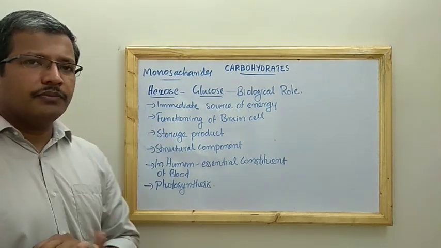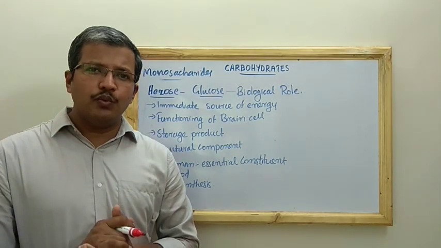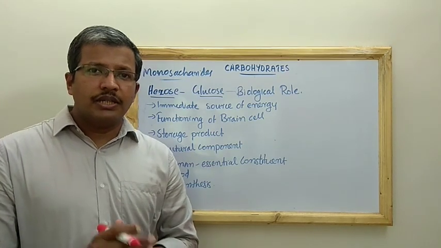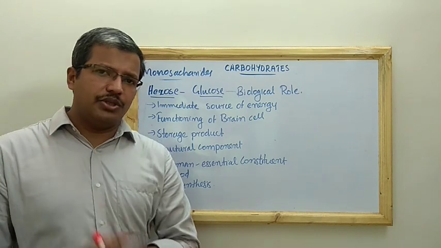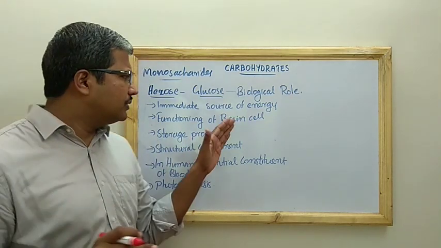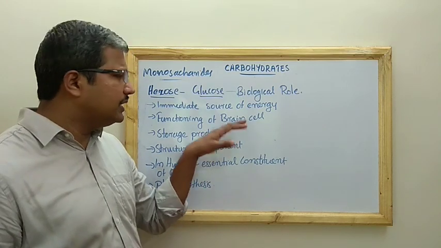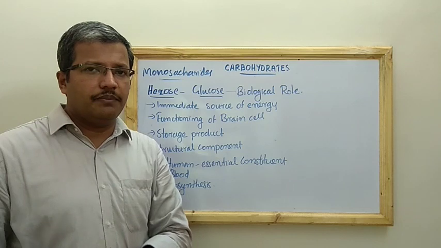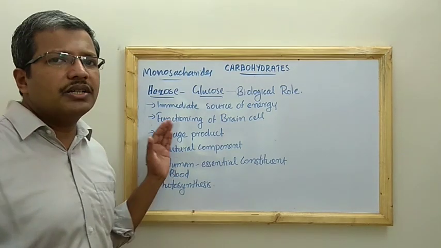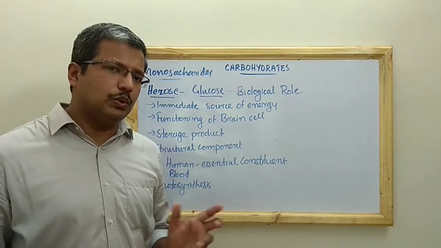Now, the second thing: the brain in higher organisms uses glucose as the only source of energy. There is nothing else providing energy for the brain cell. So brain cells depend exclusively on glucose to derive energy. The proper functioning of brain cells in higher organisms needs glucose.